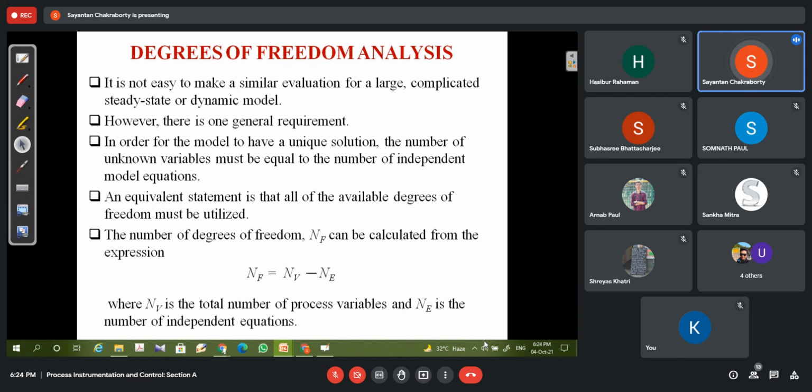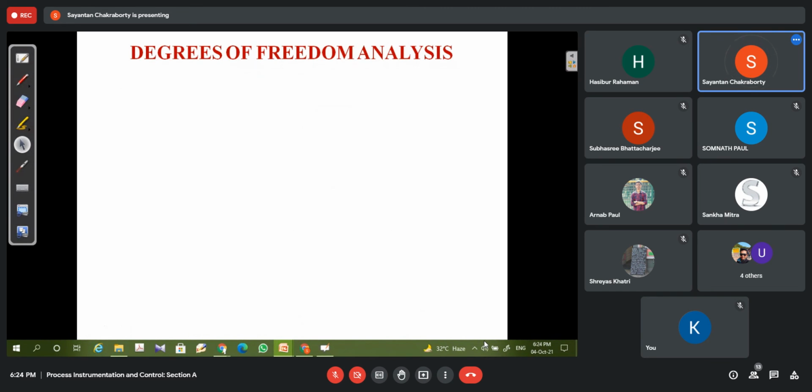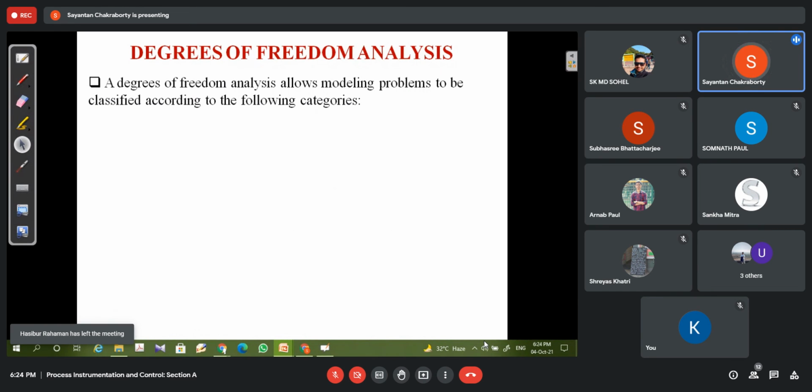minus NE. What is NV? NV is the total number of process variables, and NE is the total number of independent equations. This is very important. These are the independent equations. So there may be different situations based on the numbers NV and NE. What are the situations? So our degree of freedom analysis will be concentrated on this value NF. So there will be the following categories.